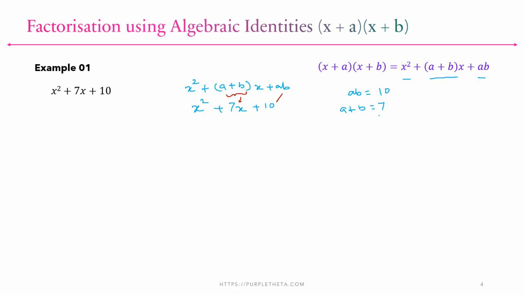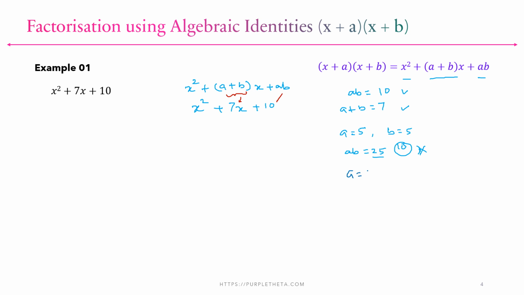Okay. Now we need two numbers whose product is 10 and whose sum is 7, right? Let us try a is equal to 5 and b is equal to 5. Okay, so their product ab is equal to 25, but their product should be 10, right? So this is wrong. So these values of a and b will not work.